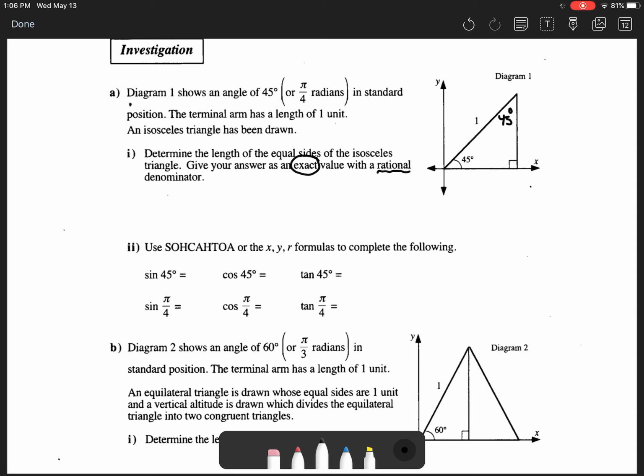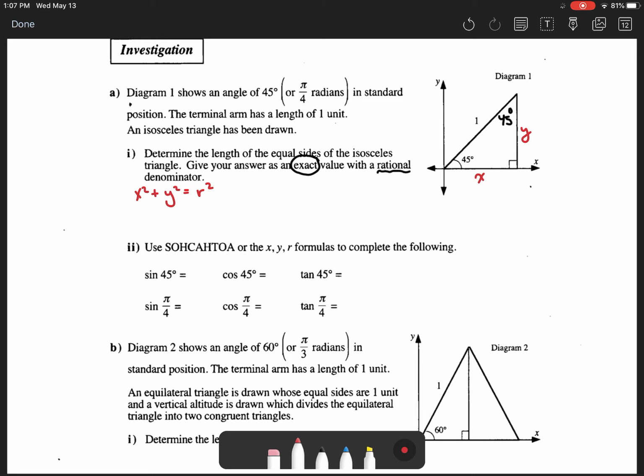So here's what we know. Again, like I said, this would be an x dimension of the triangle, and this would be a y. So therefore, using Pythagorean theorem, it would look like this: x squared plus y squared is equal to r squared. We've seen that calculation before. Now, in this question, we know x and y are exactly the same length because it's an isosceles triangle.